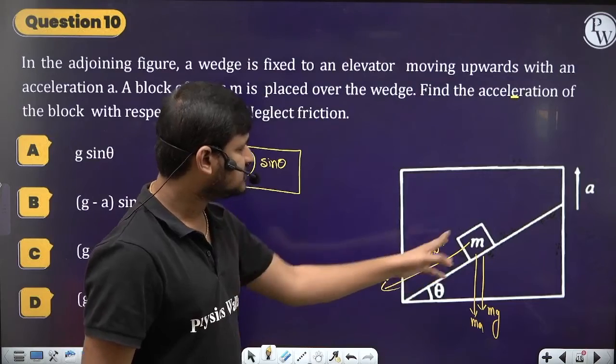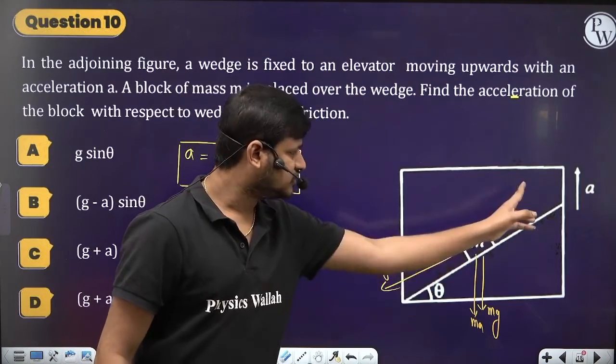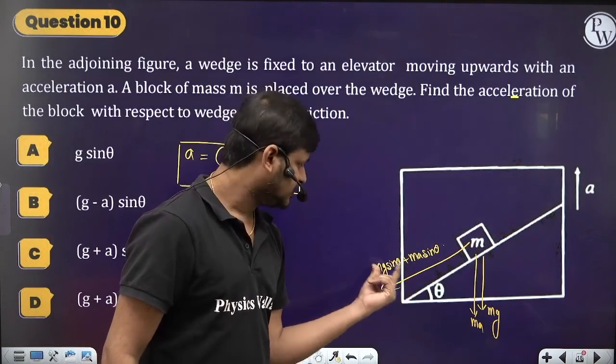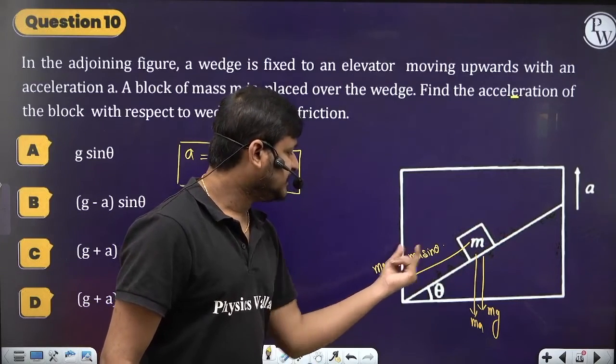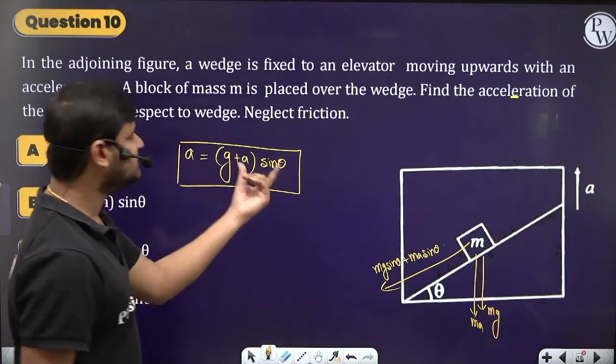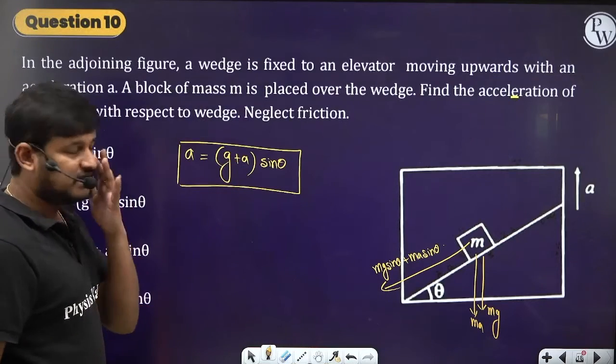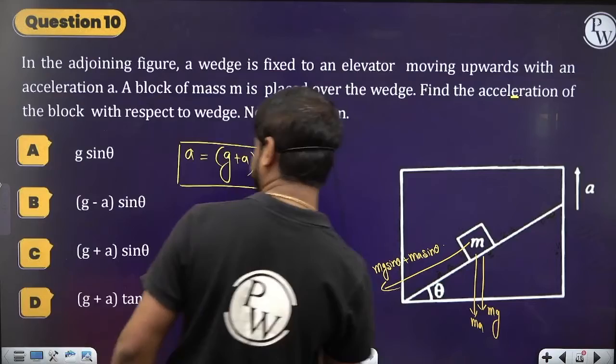Mass gets cancelled, right? Here the net force is equal to mass into acceleration, so mass you can take common and it cancels. g sin theta plus a sin theta, which is nothing but g plus a sin theta. Clear? A simple question, which is option C.